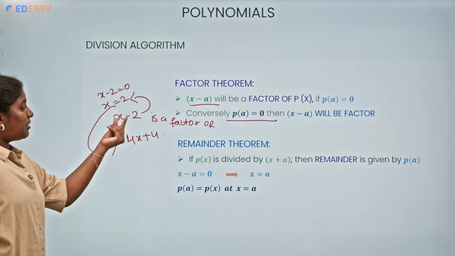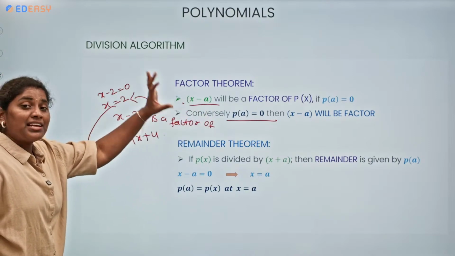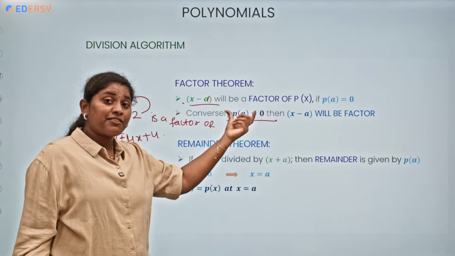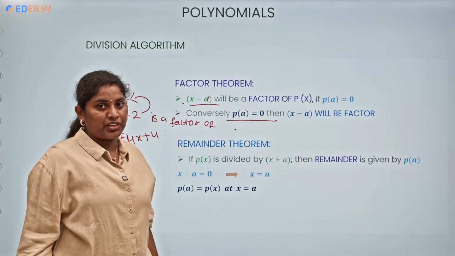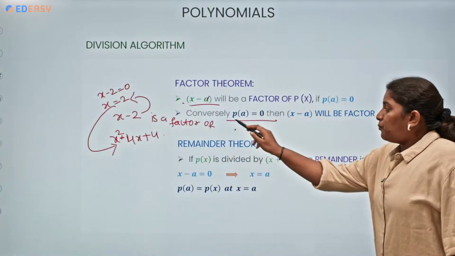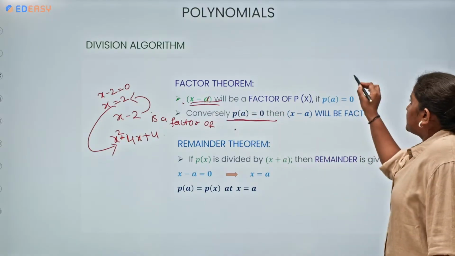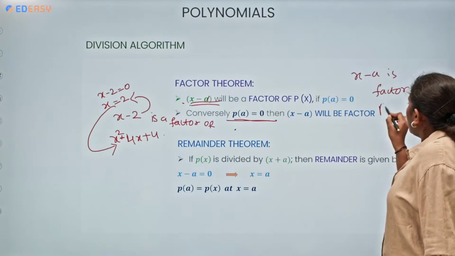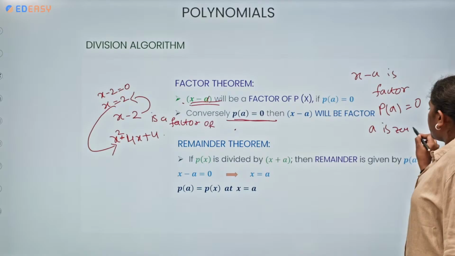Clear? If I am having x minus a as the factor, then you will be taking a as the zero only when p of a equals 0. And x minus a is a factor if p of a equals 0 and a is the zero of the polynomial. Okay, the relation is very simple, don't get confused. Value of polynomial, factor, and a will be the zero. That's it. It means x minus a is a factor means we will get the p of a value as 0. From this, a is a zero of p of x.